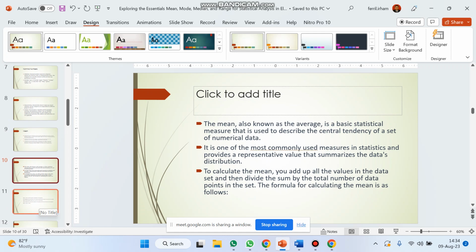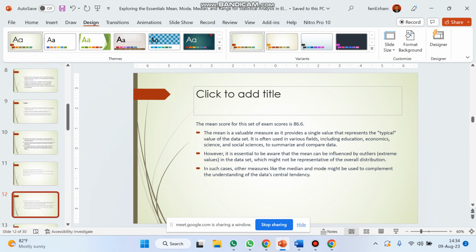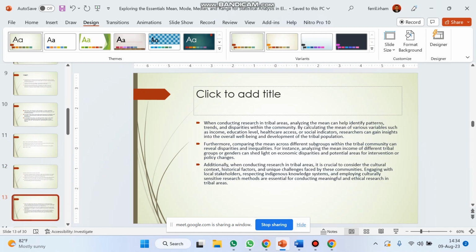Okay, so we could say that in other words, the mean is also the average. For instance, the sum of all data points divided by the number of data points. So we could add up all the scores and divide the sum by the number of data points. Okay, so the mean score is 85.6.